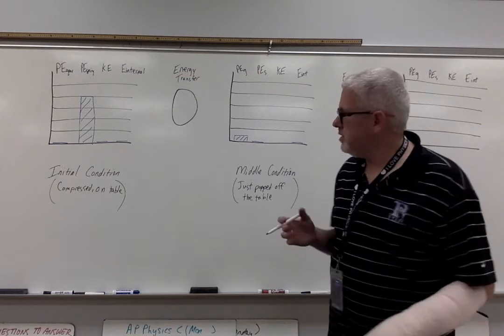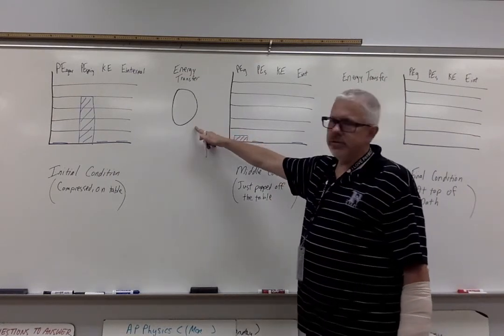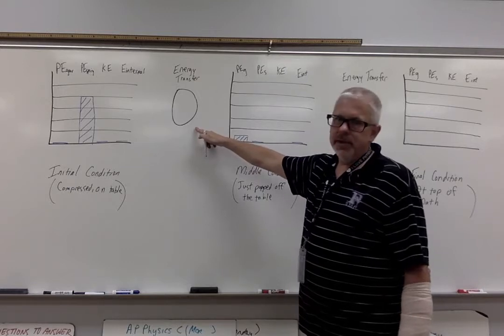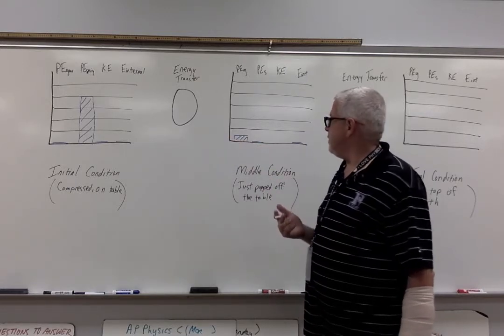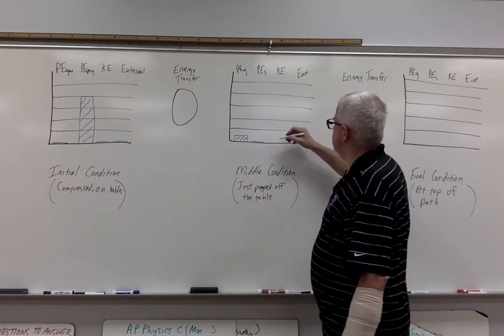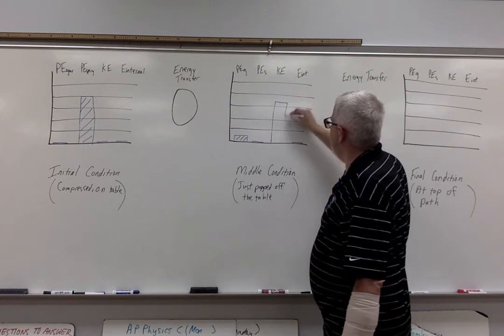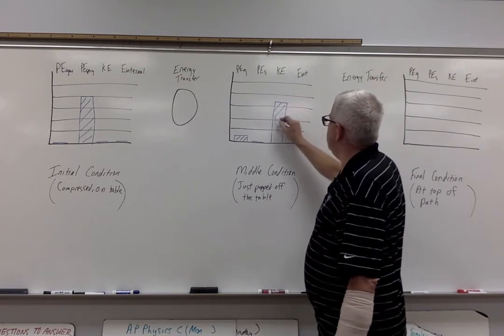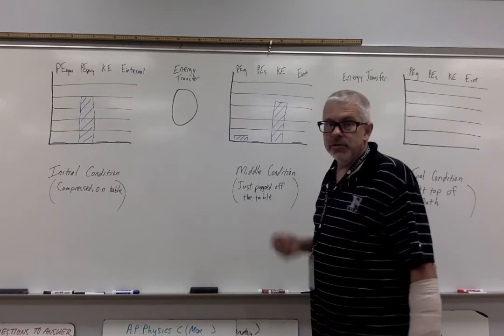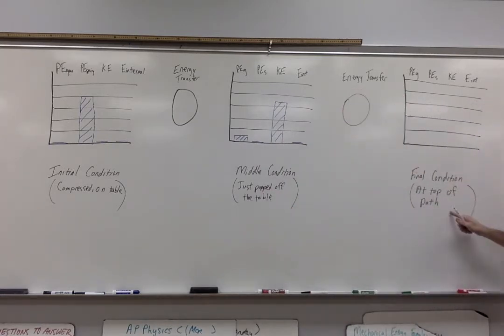What I do know is energy's conserved, and that's a big idea. So if I haven't had energy come into or out of the system, and I don't have evidence that that's happened, if I have four total bars here, I should have four total bars here. So I need an extra 3.5 bars, and that would be kinetic energy.